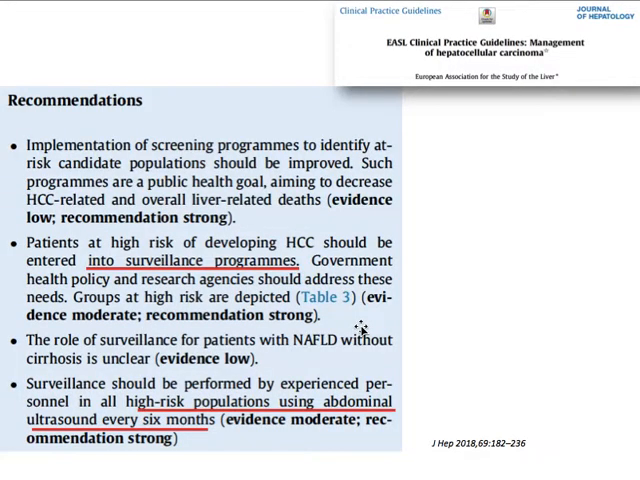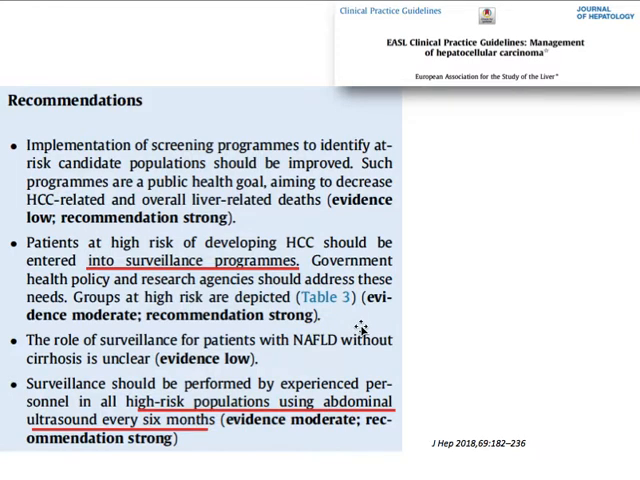Having all this in mind, the conclusions are, and these are those provided by the European Association for the Study of the Liver, that patients at high risk of developing hepatocellular carcinoma should be entered into surveillance programs, and that surveillance should be performed by experienced personnel in all high-risk population using abdominal ultrasound every 6 months. Obviously, we cannot utilize CT for surveillance because we would require a repeated injection of iodinated contrast agent, with accumulation of iodine, and also exposure to radiation hazards, which is not acceptable in patients who have no cancer.